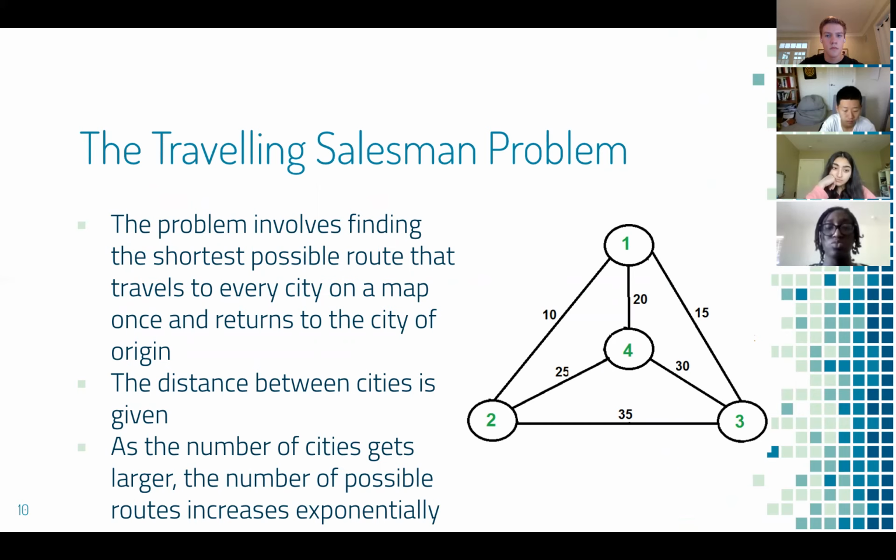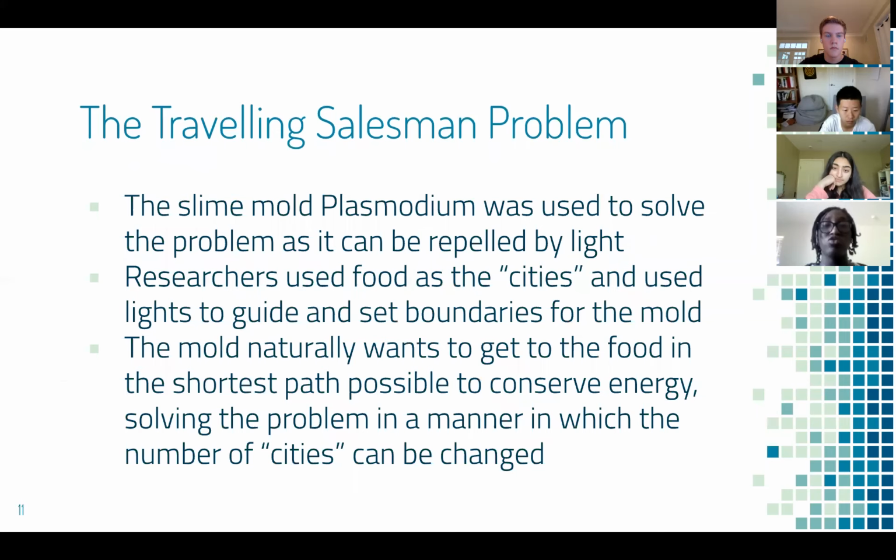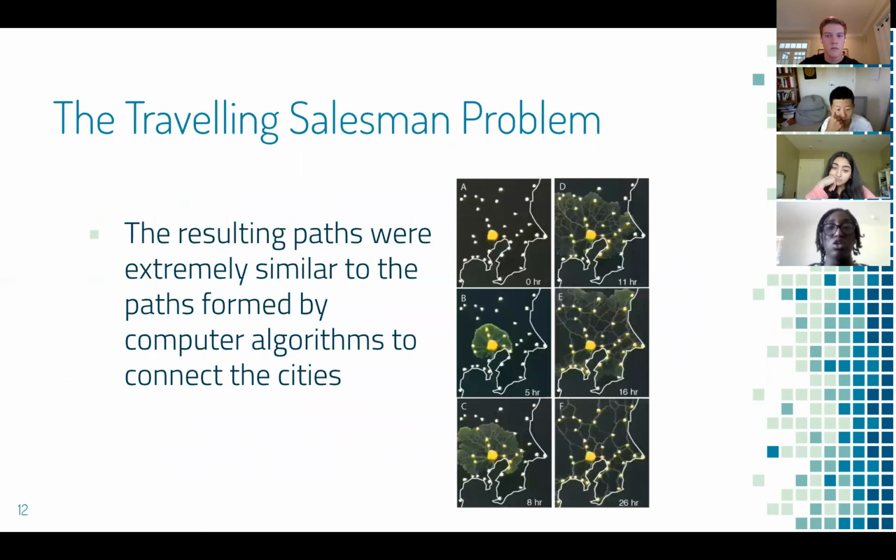routes also increases exponentially. In order to solve this problem, researchers engineered a slime mold called Plasmodium because it can be repelled by light. Food for the mold was used to mark the cities, and light was used to guide and set the paths. Naturally, the slime mold wants to find the shortest possible route to get the food in order to conserve energy, thus solving the problem in a manner in which the number of cities can be altered. Upon observation, the resulting routes of the slime mold were extremely similar to the paths formed by computer algorithms, showing that organisms, in this case Plasmodium, can be used to solve difficult computational problems.